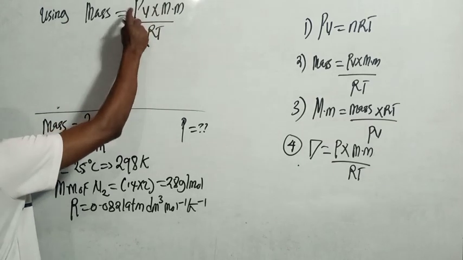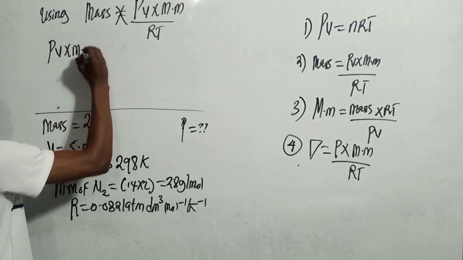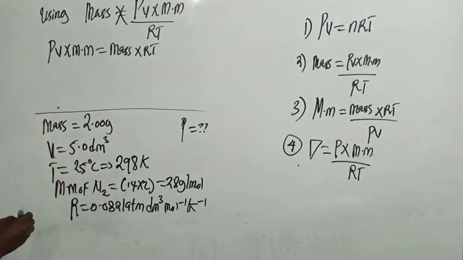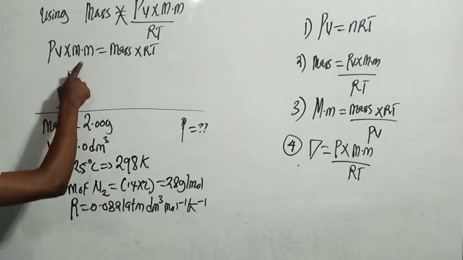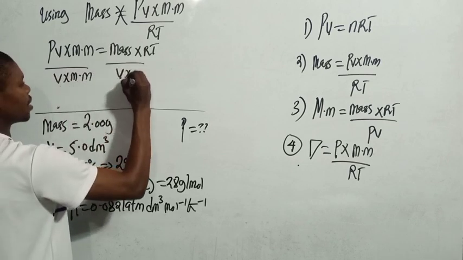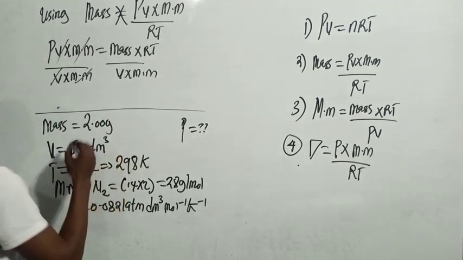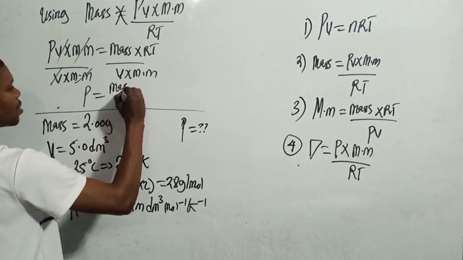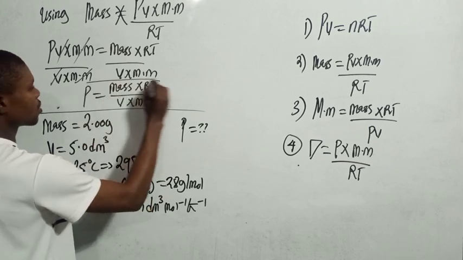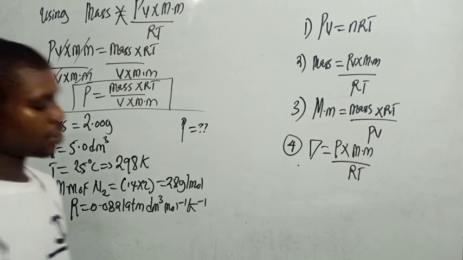If you make P the subject of the formula, when it multiplies across, here we have PV times molar mass equals mass times RT. Divide both sides by V times molar mass. This will cancel out this, this will cancel out this. What we will be left with is P equals mass times RT over V times molar mass. So this is what you are using. So please take it down.